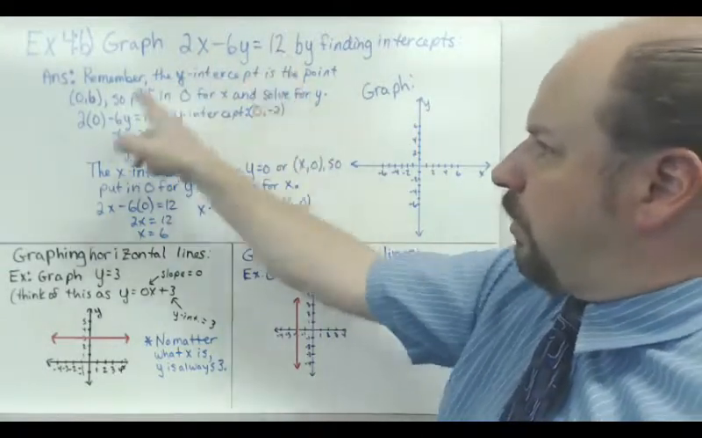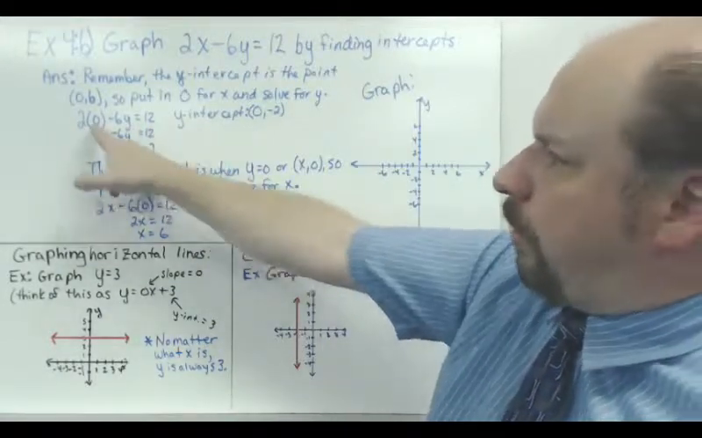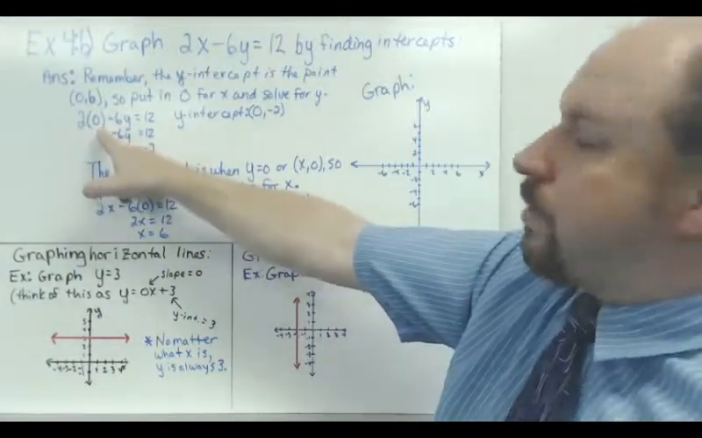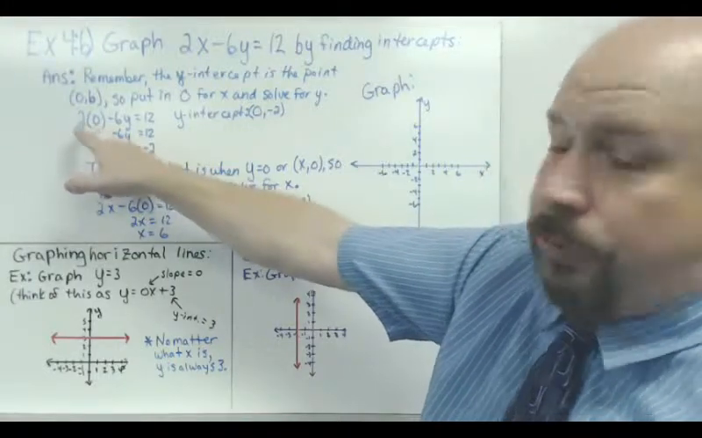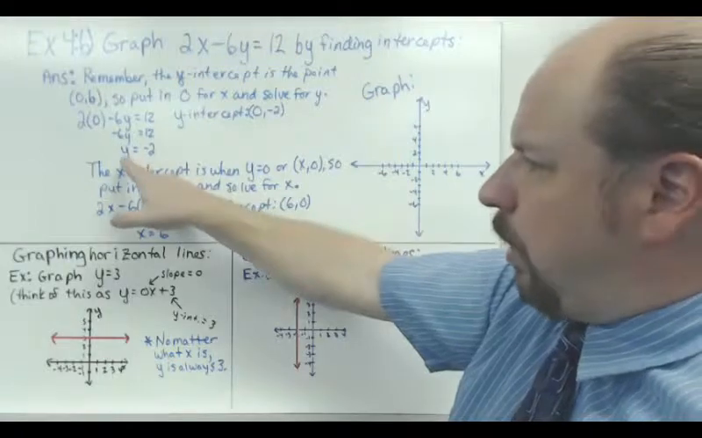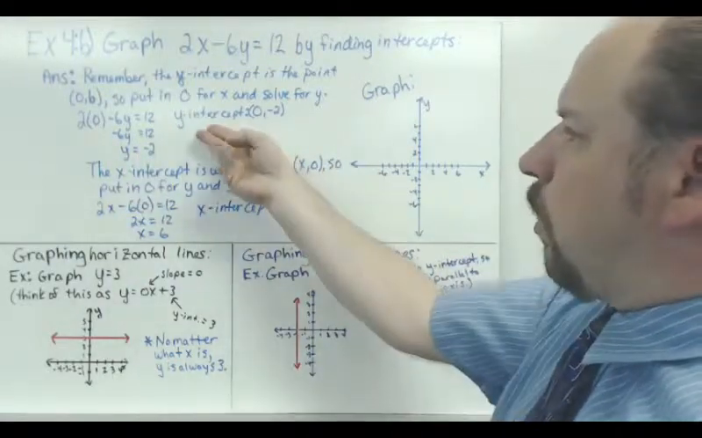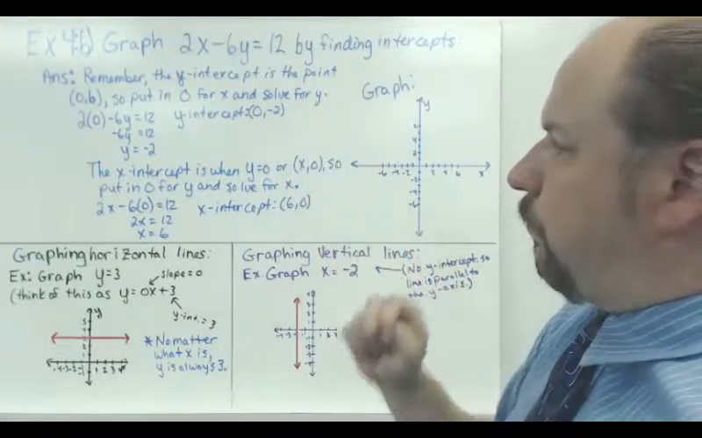So notice I took the equation down here, 2x minus 6y equals 12, but I put 0 in for x. So 2 times 0, of course, is 0. So we end up with negative 6y equals 12. And then divide both sides by negative 6, we get y equals negative 2. So our y-intercept is (0, negative 2).